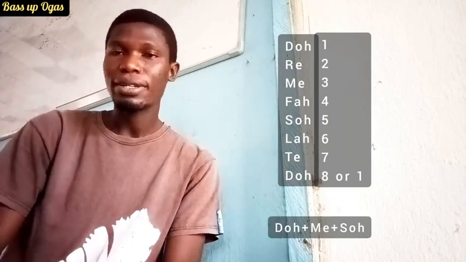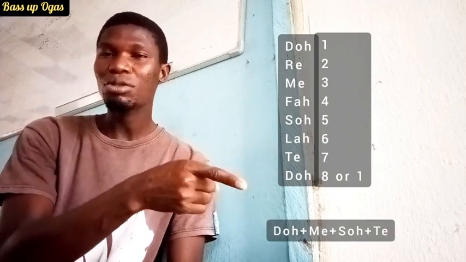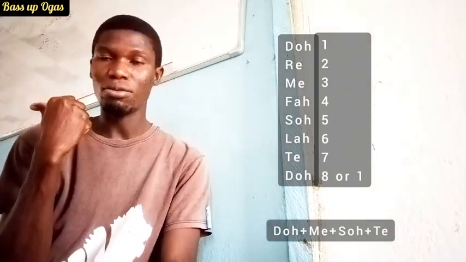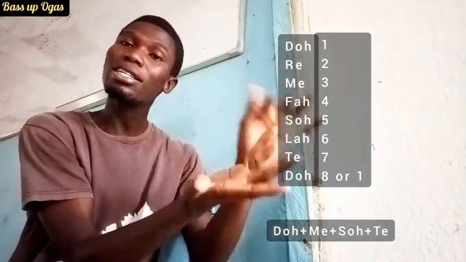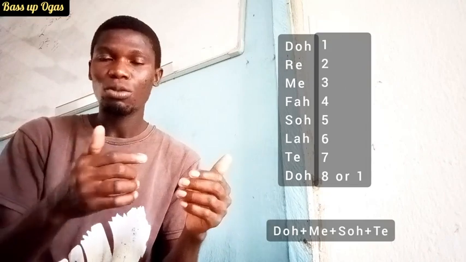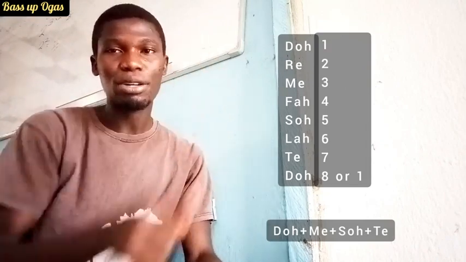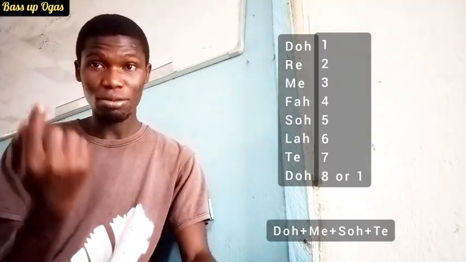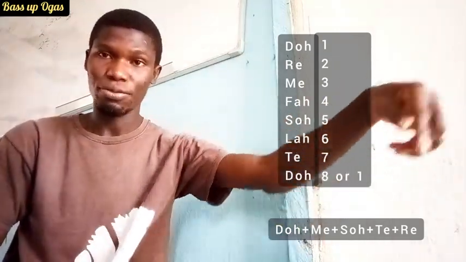Skip la, you get to ti. Ti is the 7th note from do, and if you count do re mi fa sol la ti, it is the 7th one. So now we've gotten do mi so ti. Now skip another note, which is do, and you get to re. So this tells you that re is the 9th, because if you count all through, you get to re as the 9th note.